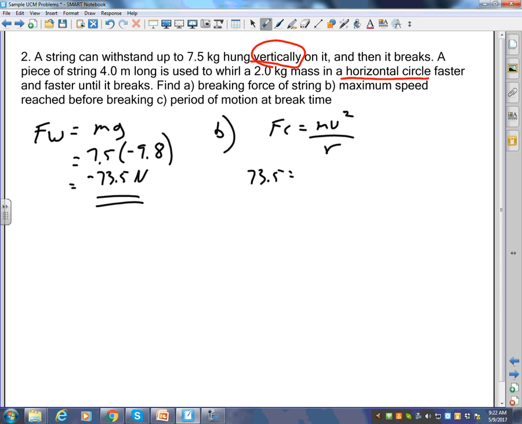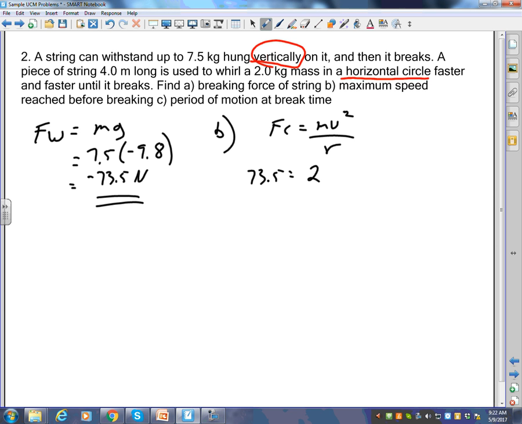Now, you'll notice there are two masses in the question. There's a 7.5 kilogram mass and there's a 2 kilogram mass. Let's read it carefully. A string can withstand up to 7.5 kilograms hung vertically on it, and then it breaks. A piece of string 4 meters long is used to whirl a 2 kilogram mass in a horizontal circle. So this is the maximum mass vertically. The actual mass in the circle is 2. So watch out for that.